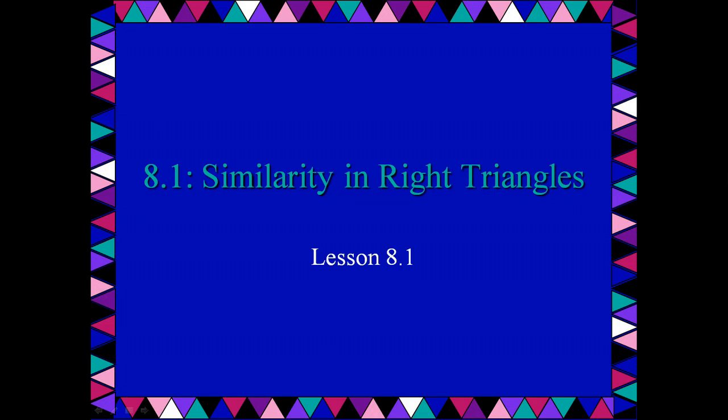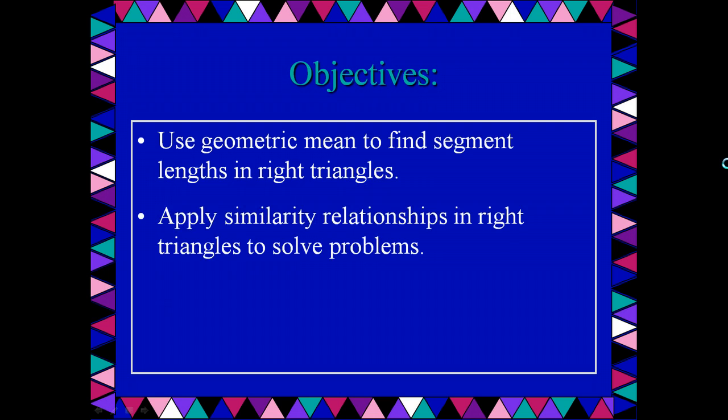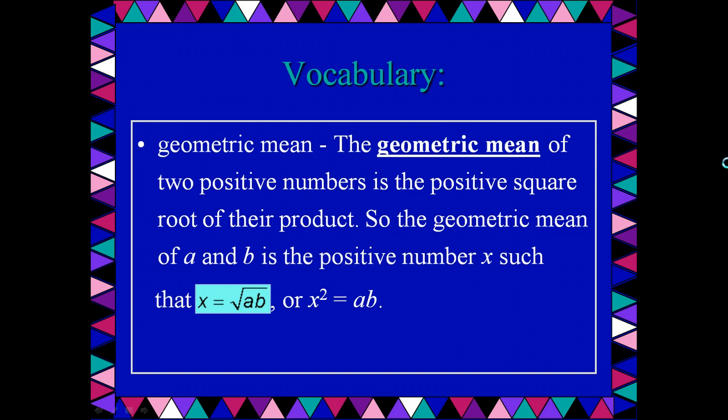Lesson 8.1, Similarity in Right Triangles. The objectives for the lesson are to use the geometric mean to find segment lengths in right triangles, and apply similarity relationships in right triangles to solve problems. The vocabulary word you need to know is geometric mean.